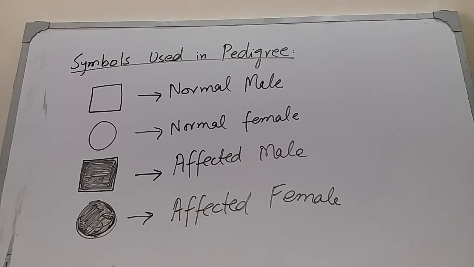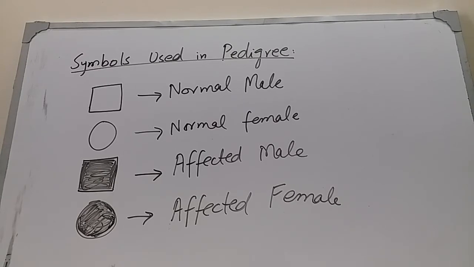If the square is empty, it means the male is normal, or we can say he is not carrying the trait we are looking for. And circle is used to represent female. If the circle is empty, it means the female is normal, or we can say she is not carrying the trait we are looking for.